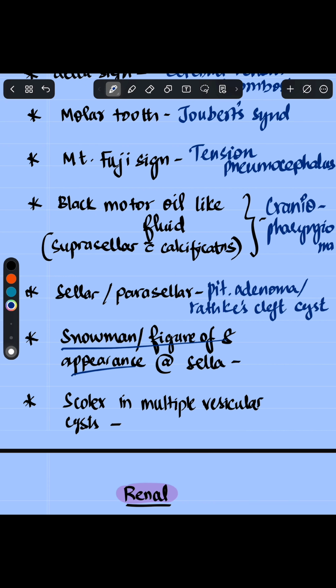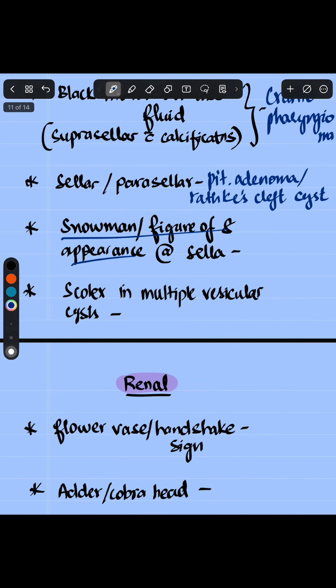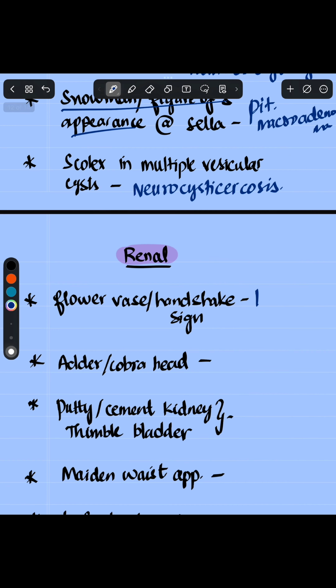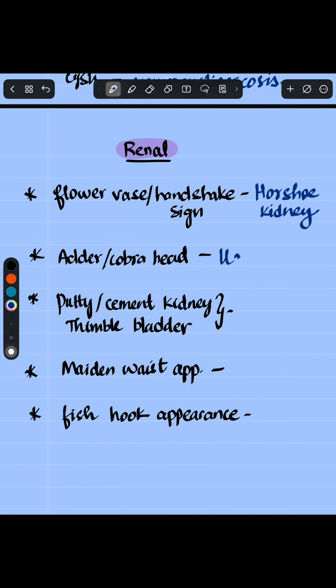Snowman appearance or figure of eight appearance at the sella is the same as what I have seen earlier. It's pituitary macroadenoma. I have repeated it here. You can see multiple vesicular cysts with colic, that is neurocysticercosis. This is a repeated PYQ. Coming to the renal system, if you see a flower sign or handshake sign, that's horseshoe kidney. Adder or cobra head sign is ureterocele.